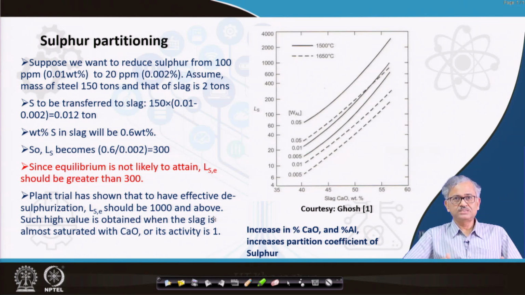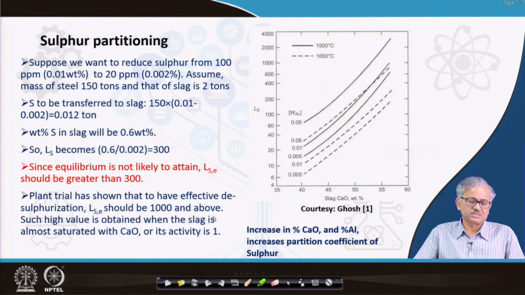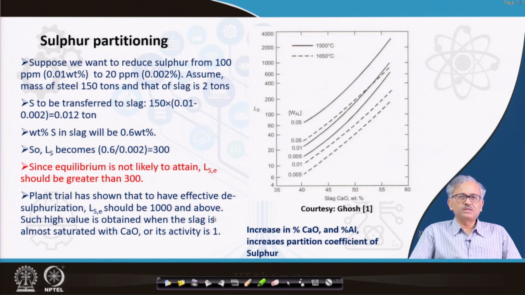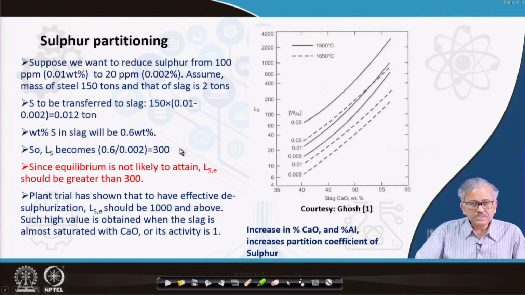And if you want to achieve an LAC of the order of 1000, then obviously you should have very high calcium in the bath. It has been found that the calcium oxide in the slag has to be saturated, almost at saturation condition. That means the slag should be saturated with CaO, so its activity should be of the order of 1. That is the maximum activity that you can achieve in the slag. Okay. So if it is 1, then your equilibrium partition coefficient would be very high, and then you can achieve this much lowering of sulfur.